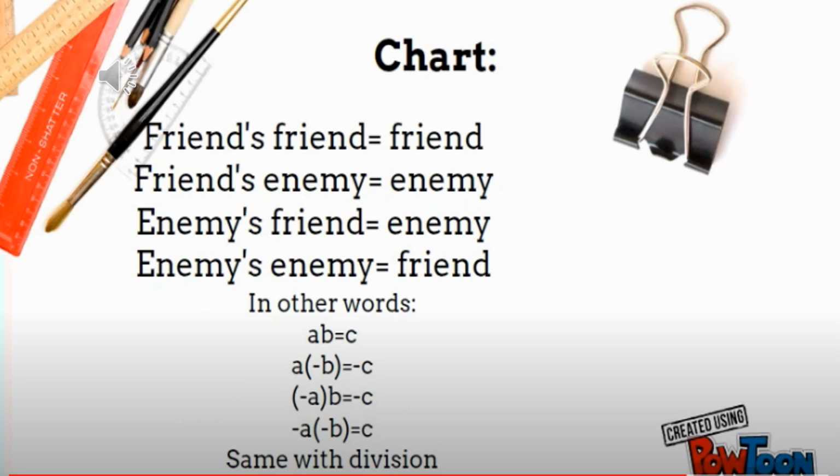You can also see it at the bottom with variables. For example, if variables a and b are positive, your answer is going to be positive. In the middle part, if a is positive and b is negative, your result is going to be negative. And on the bottom part, if both of the variables are negative, your answer is going to be positive. So, the good thing is it also applies to division.